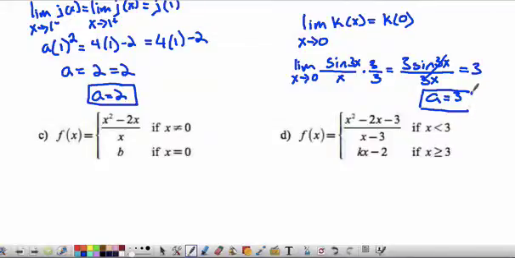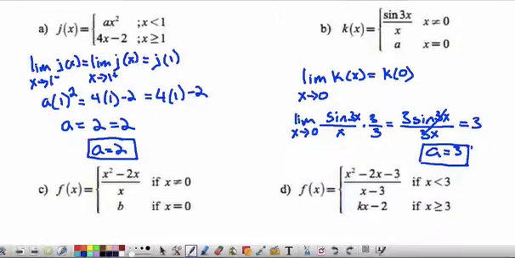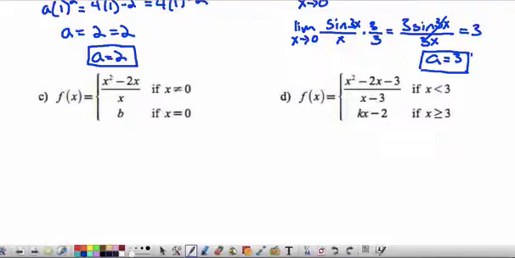A needs to be 3 for this function to be continuous at 0, because when x equals 0, the y is 3, or a. Okay, once again, we don't see where it's approaching from the left or right, so we're just going to do the limit as x approaches 0 of f of x must be equal to f of 0.